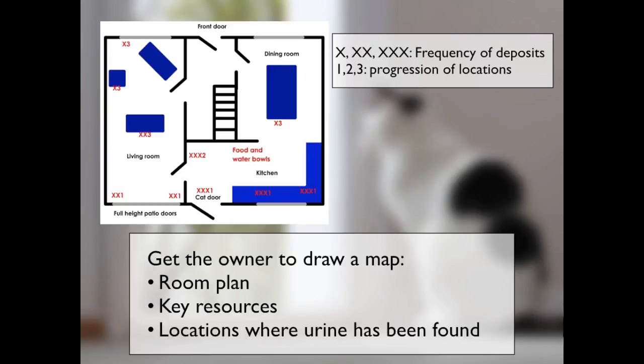This diagram helps us in terms of understanding the pattern of the behaviour, and also gives the information we need when we're preparing the owner to start cleaning the house. So it's a really good baseline piece of information that helps us to then look at how the problem is responding to treatment and how to go through the treatment program. And we look for certain common patterns of spray marking.